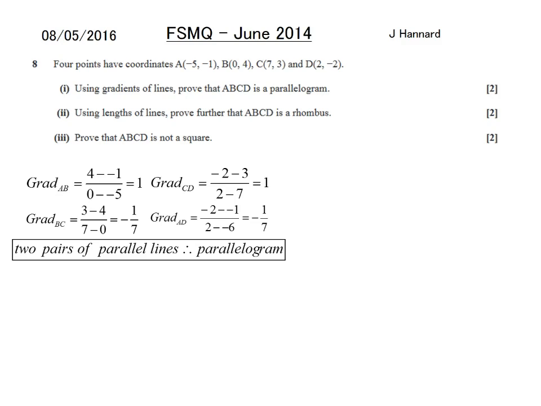Using length of lines, prove further that ABCD is a rhombus. So we're going to have to look at the length. The length of AB is 5 root 2. The length of BC is 5 root 2.